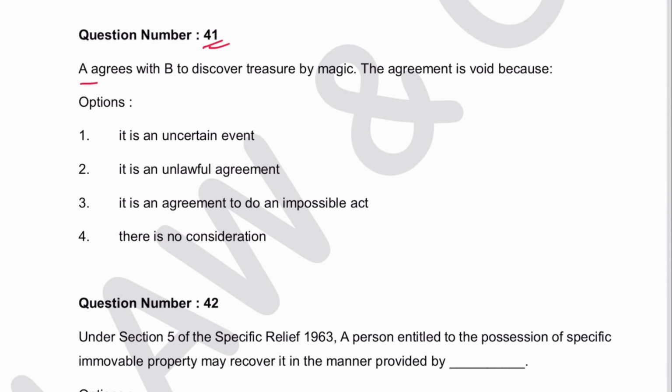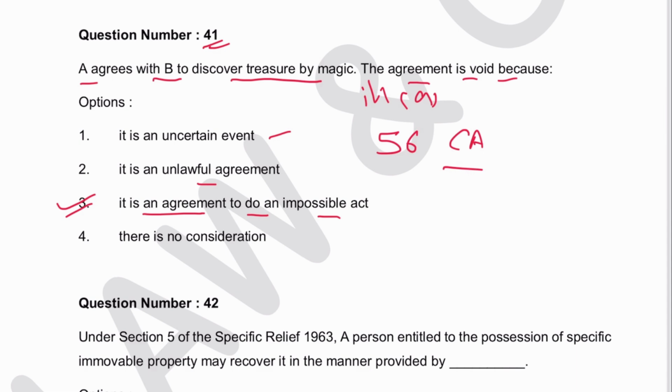Next, 41. A agrees with B to discover treasure by magic. The agreement is void because it is an uncertain event, unlawful. It is an agreement to do an impossible act. 3 is the answer. You can see illustration A in section 56 of Contract Act.